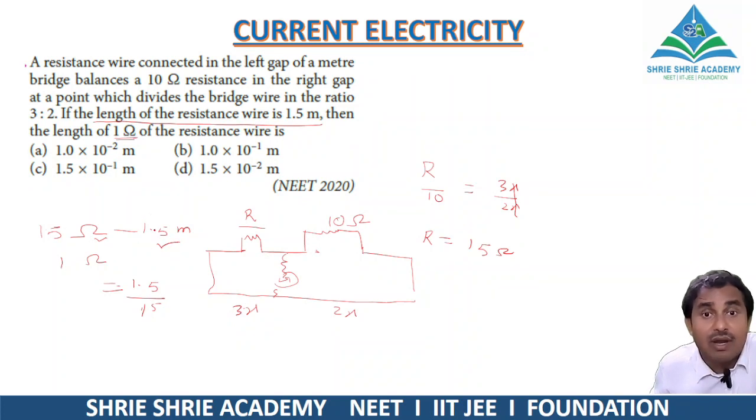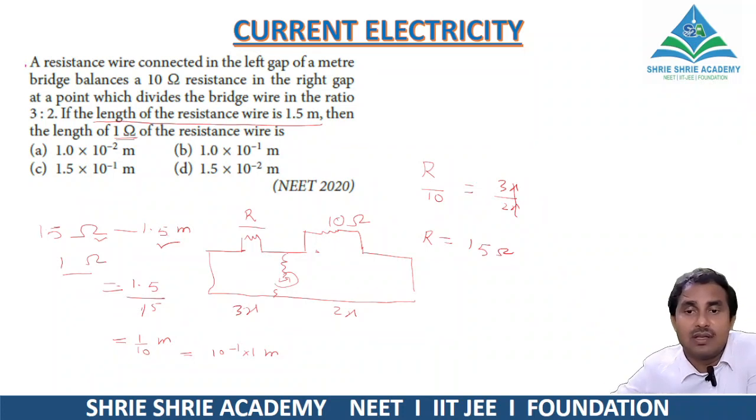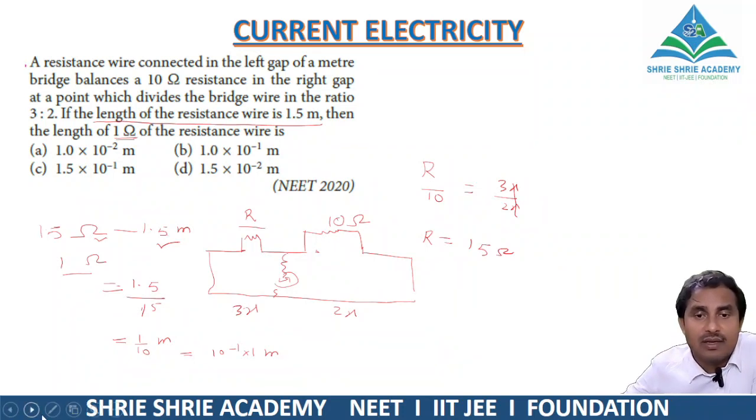For 1 meter he is not asking. He is saying for the length. For what length? 1 ohm. So 15 ohm is 1.5 meter length. For 1 ohm, 1.5 divided by 15. That is, you get 1 by 10 meter. And 1 by 10 meter you can write as 10 to the power minus 1 into 1 meter, right? So this is 1 into 10 to the power minus 1 meter. This is the last thing, it only makes a little standard for this.